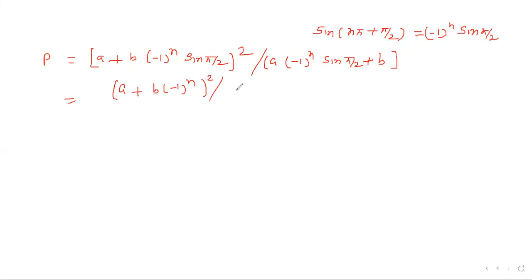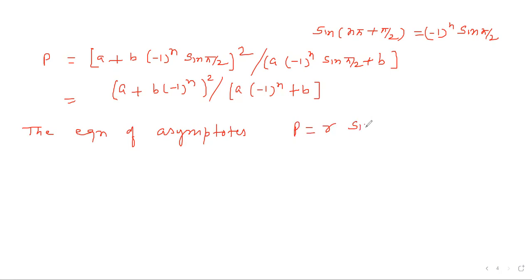divided by a times minus 1 power n plus b. We have got the value of p. Then we have to write the equation of asymptotes. The equation of asymptotes is given by p equal to r sine theta 1 minus theta, or theta minus theta 1, it depends. So let's write the value of p, this value here.